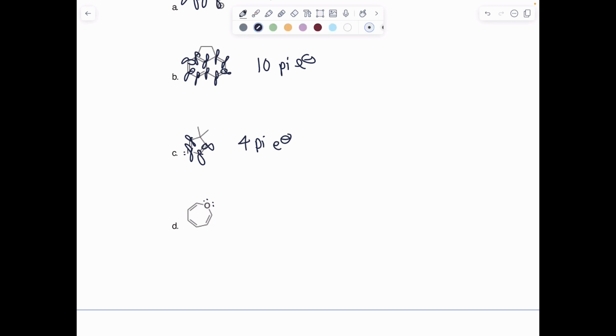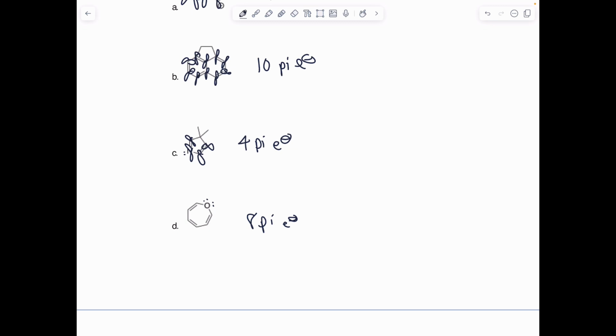So we would say that there are 2, 4, 6, 8 pi electrons, because only one set of the lone pairs is capable of resonating, because once you have one in resonance, the second lone pair would then be locked into the sp2 hybrid orbital, and it would not be able to participate in resonance. So 2, 4, 6, 8 pi electrons.